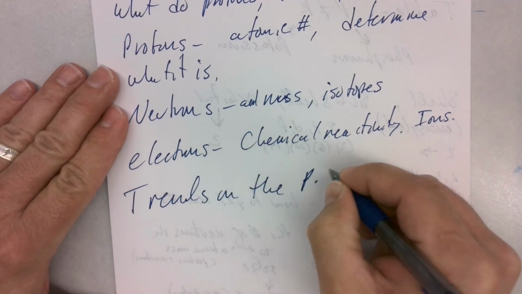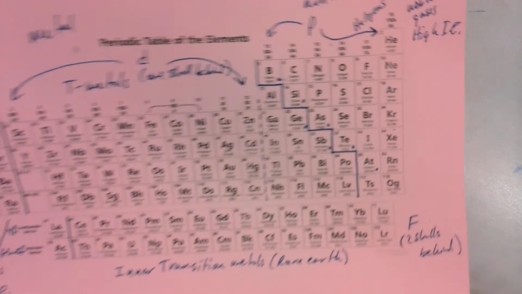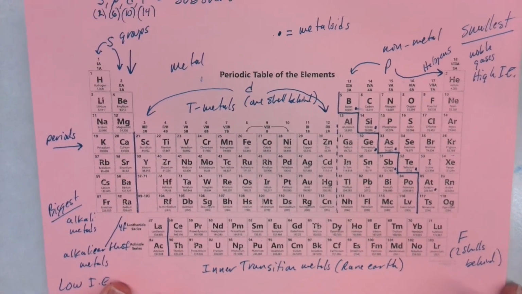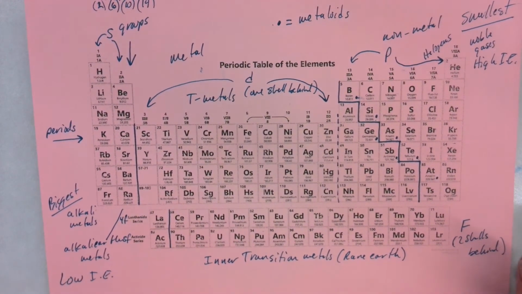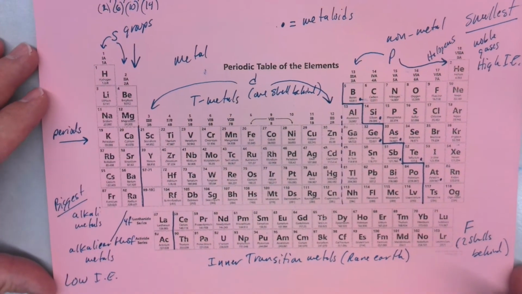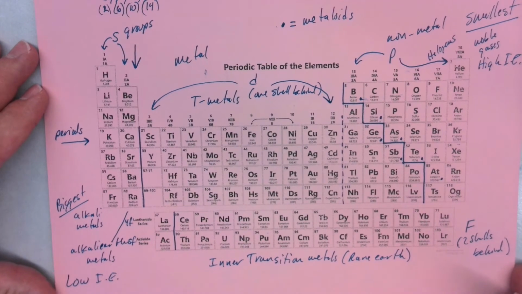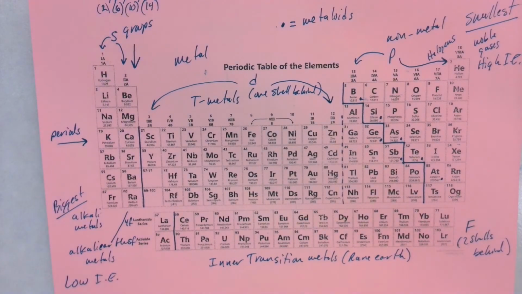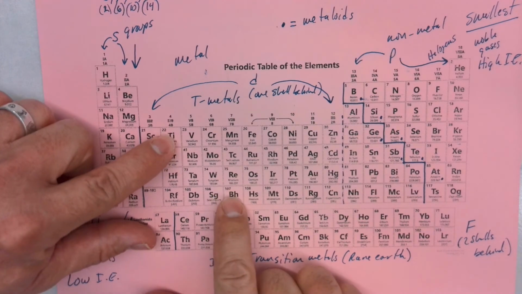From there, we talked about trends on the periodic table. So when I talk about trends, what do you think I'm talking about? Anybody remember? We talked about 2 different trends. What were they? Ionization energy was one trend. What was the other one? Size, right? Now, someone in my last class asked, is size and atomic radius the same thing? Yes. The higher the atomic radius, the bigger it is, right?